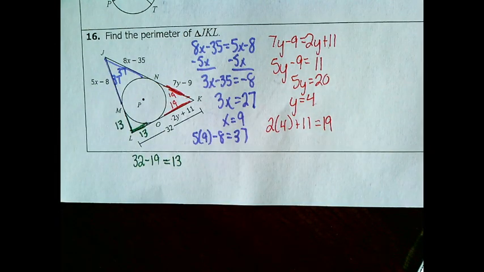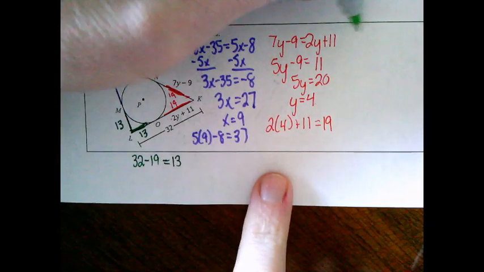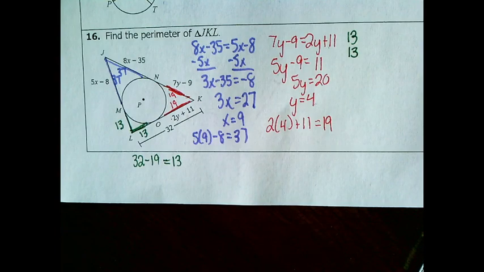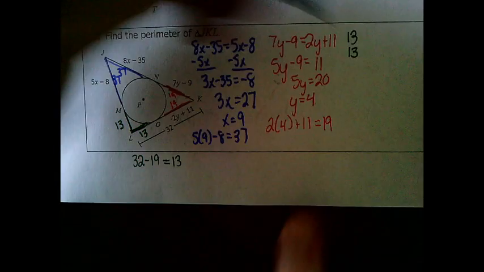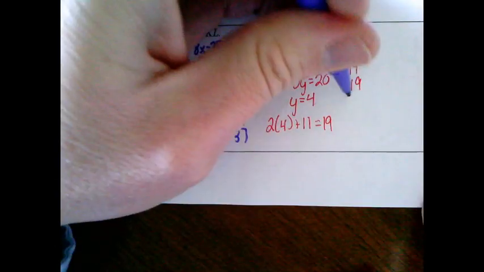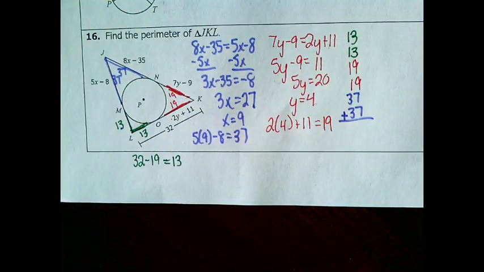So now we're ready to do the perimeter. I'm just going to do it nice and simple for you. 13 and 13. That's my green sides. Then I'm going to add my red sides, 19 and 19. I'm going to do my purple sides, 37 and 37. Add those all together, and that'll be my perimeter. That should give you a perimeter of 138.